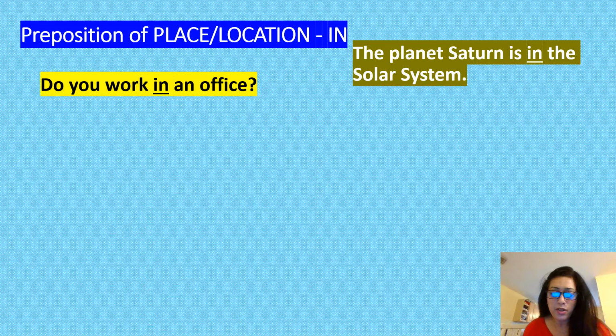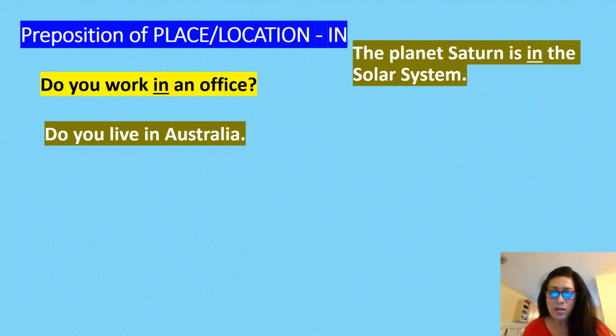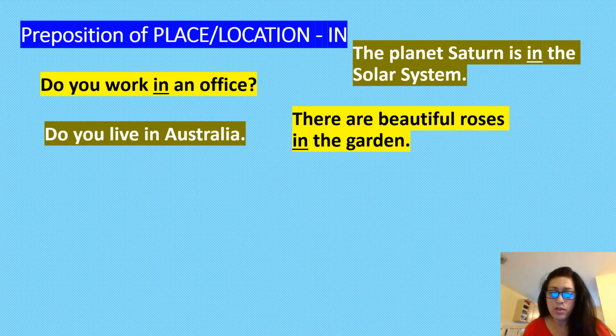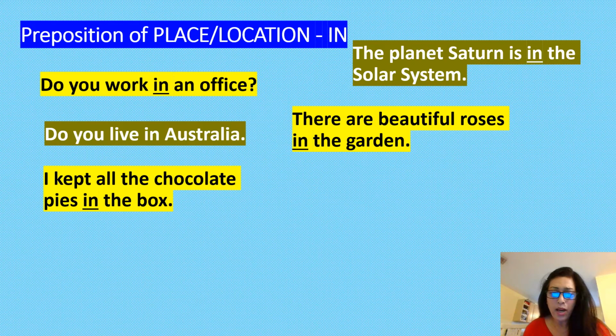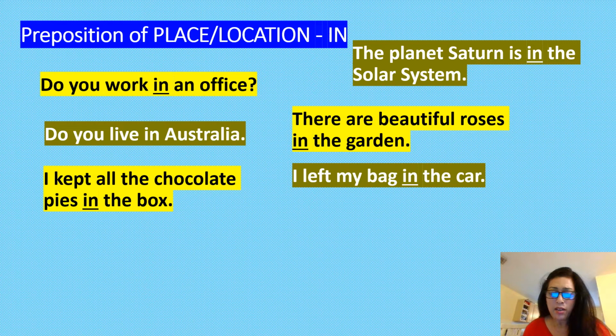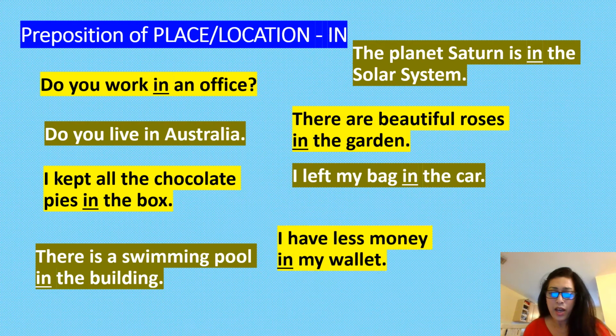Now here you see the first example. Do you work in an office? The planet Saturn is in the solar system. Do you live in Australia? There are beautiful roses in the garden. I kept all the chocolate pies in the box. I left my bag in the car. There is a swimming pool in the building. I have less money in my wallet.